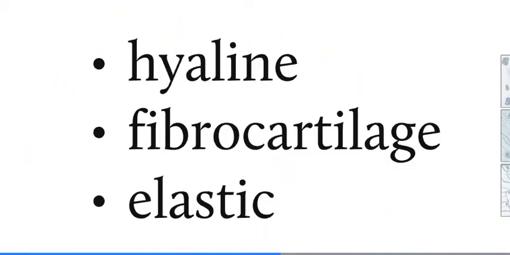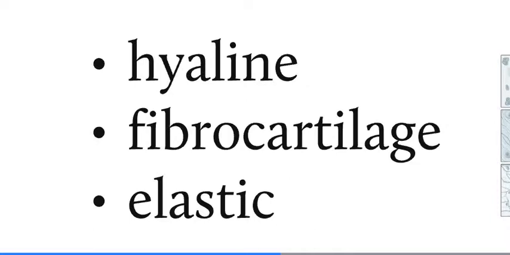The next type of connective tissue is cartilage, and it comes in three different types: hyaline, fibrocartilage, and elastic cartilage. Now, the word hyaline means glassy, which is to describe, under the microscope, hyaline cartilage kind of looks like stained glass if it's been stained well. And the other two are similar to that, but they're different in their composition.